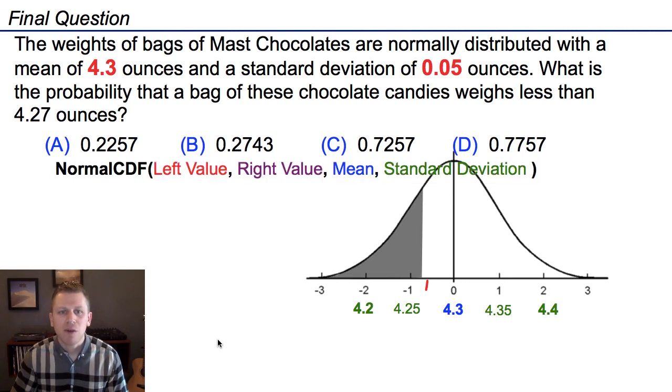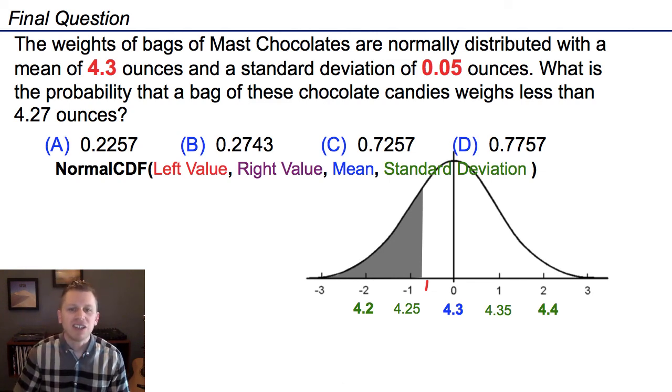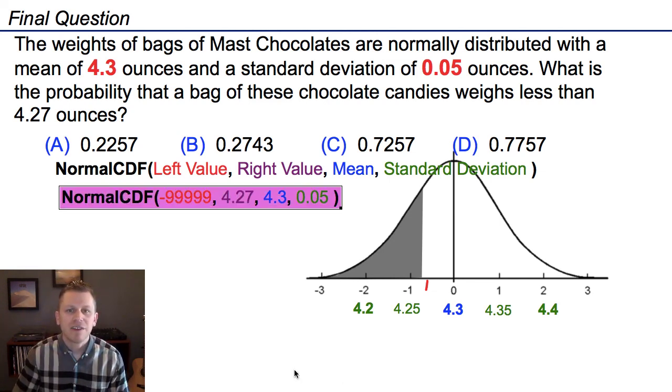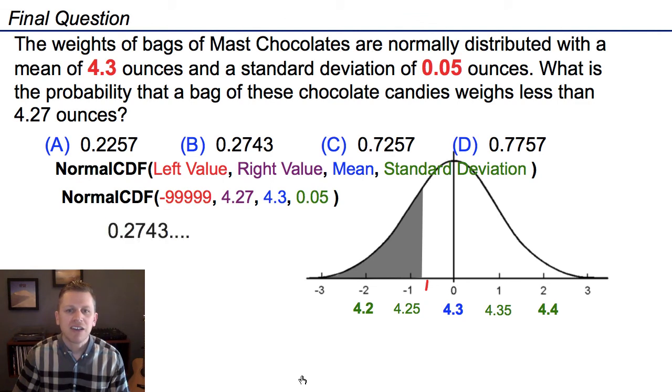I'll bring up my NormalCDF and I'll plug in the left value. Because we don't know the left value, I'm just going to plug in negative 999,999. The right value here is going to be 4.27. The mean was given at 4.3 and the standard deviation is 0.05. Plugging this information into the calculator, I get 0.2743, which is choice B.